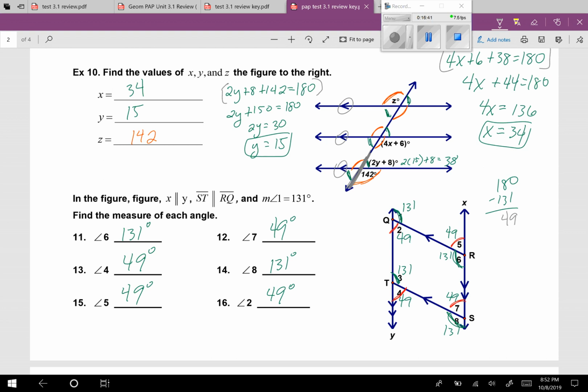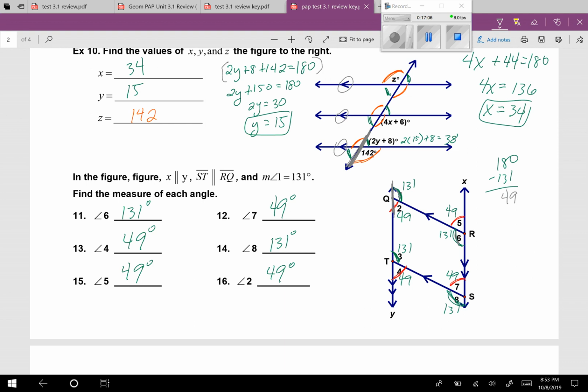So right away, I said, oh, okay, this angle 1 and angle 6, they're alternate interior angles, so they're congruent. Angle 1 and angle 2 are supplementary because they're making this linear pair right here. So angle 2 is 49. Angle 5 is alternate interior to it, so angle 5 is also 49.